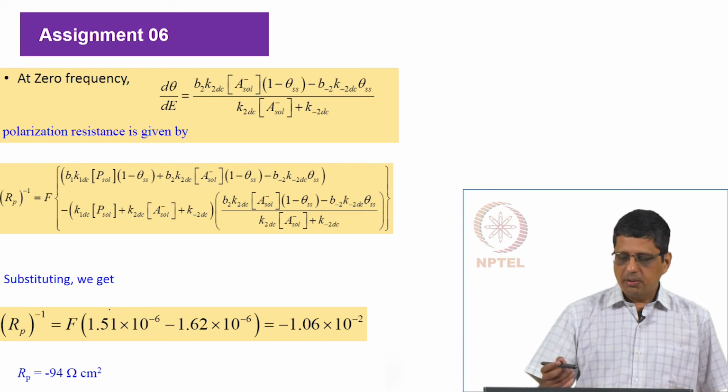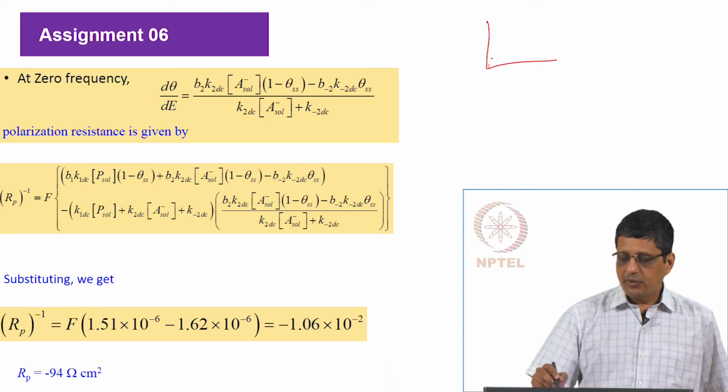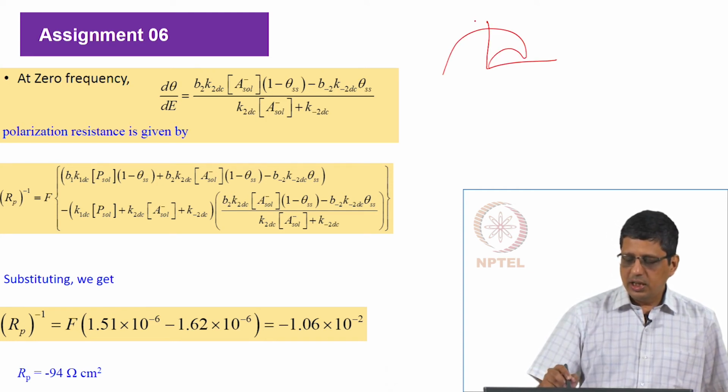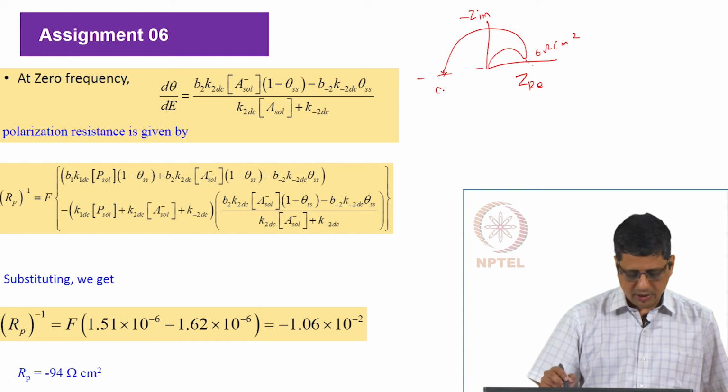Okay. So, that means impedance spectrum in complex plane plot is going to look like this. Charge transfer resistance is somewhere close to 6 or 7 ohm centimeter square, and polarization resistance is somewhere close to a negative value, minus 94 ohm centimeter square.